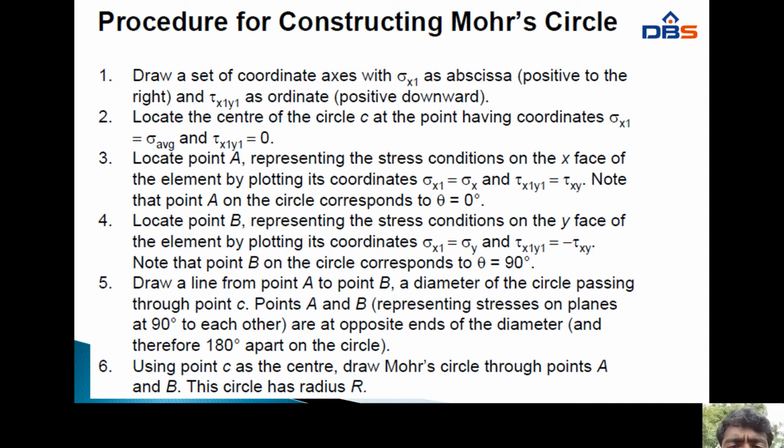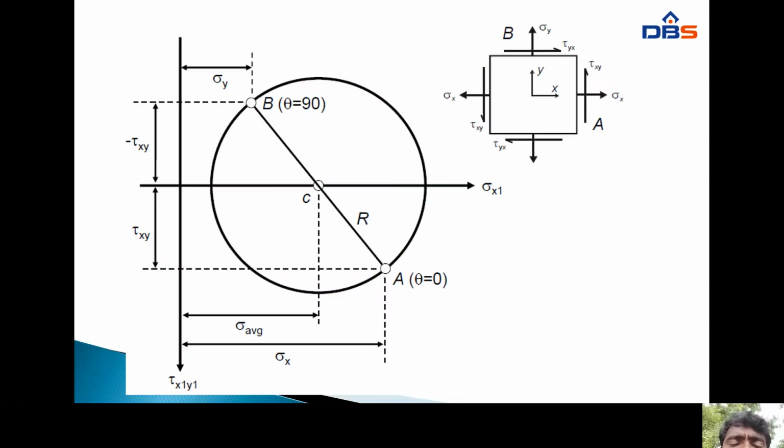Okay, draw a line from point A to B, the diameter of the circle passing through the point C. Okay, the AB line is passing through the center point C. Points A and B represent stresses on planes 90 degrees to each other, at opposite ends of the diameter and therefore 180 degrees apart on the circle. Using point C as the center, draw a Mohr circle through points A and B. The circle has radius R. Okay, this is the procedure to draw a Mohr circle.